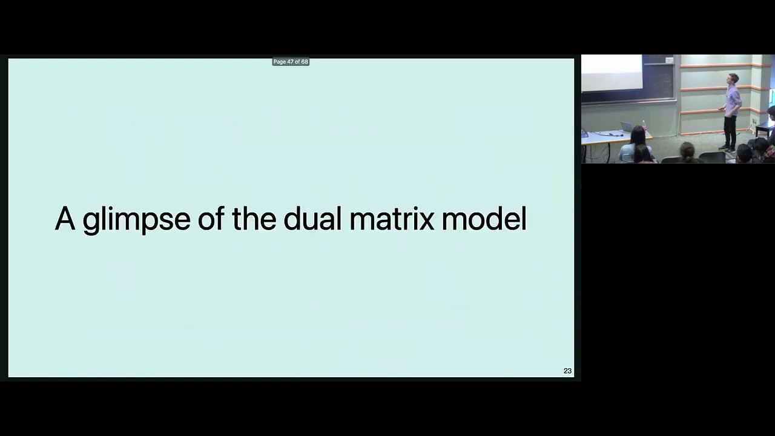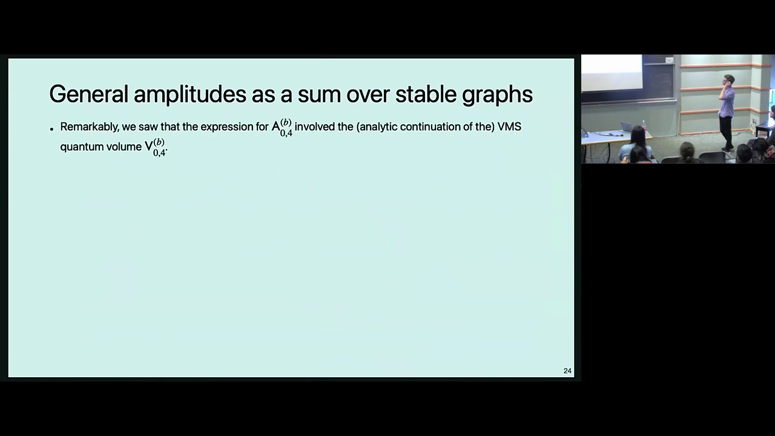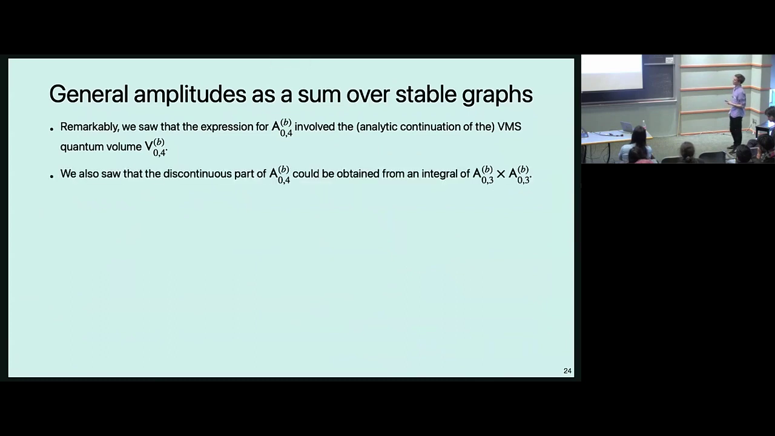Okay. So let's give a first glimpse of this dual matrix model. We saw in our discussion of the 4-point function that the full amplitude involved the analytic continuation of this VMS quantum volume, analytically continued to the range of parameters of interest. We also saw that at least the discontinuous part of the amplitude could be obtained from an integral of these lower point amplitudes, A03 times A03. To my mind, both of these properties are begging to be explained by some underlying structure.